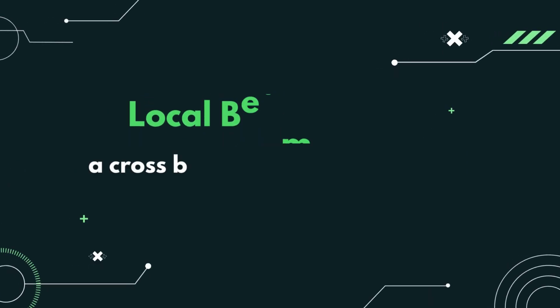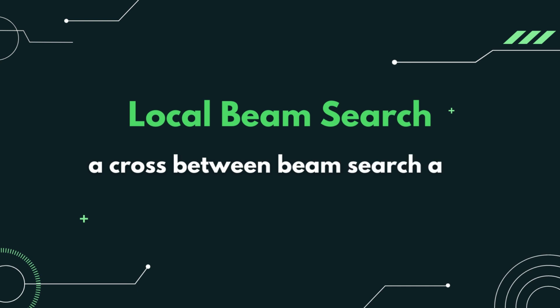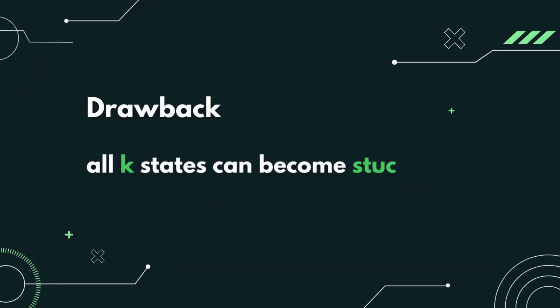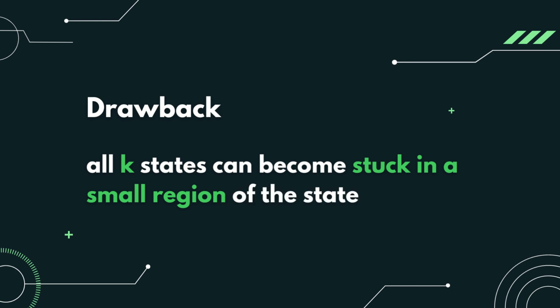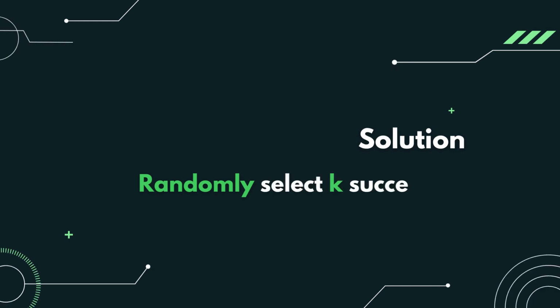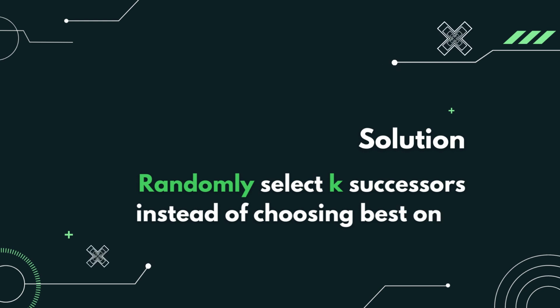From the examples, you can see that local beam search is a cross between beam search and concepts from local search algorithm. The drawback is that all k states can become stuck in a small region of the state space. To solve this, we can randomly select k successors instead of choosing the best ones. But that's a discussion for another day.